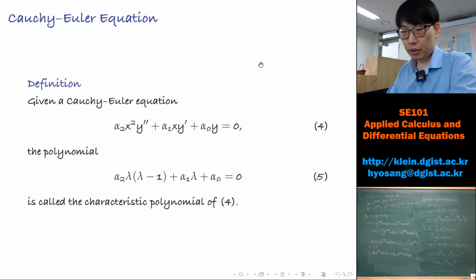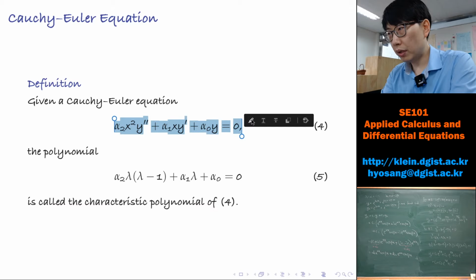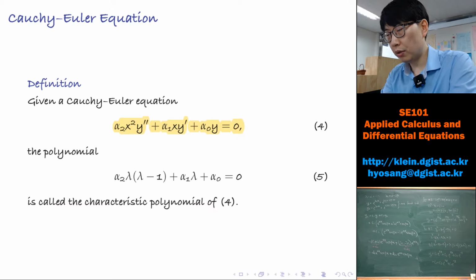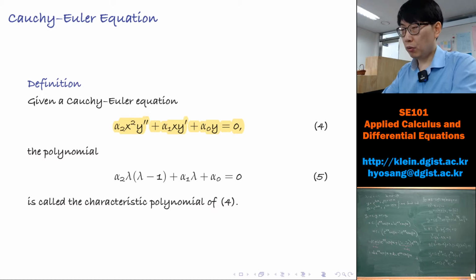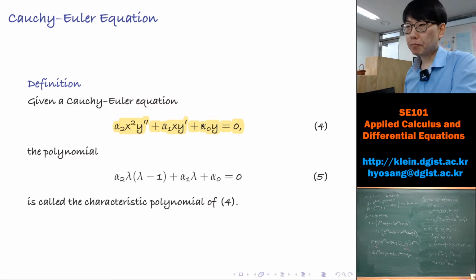So the Cauchy-Euler equation is of this form, and the characteristic equation of the Cauchy-Euler equation is slightly different. Instead of putting lambda squared, you put lambda times lambda minus 1 for the second order derivative. And for the first order derivative, we have lambda. So you always have one negative multiple of lambda, okay?